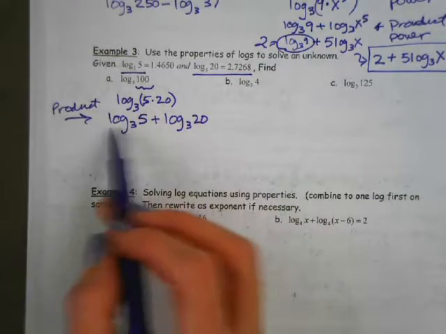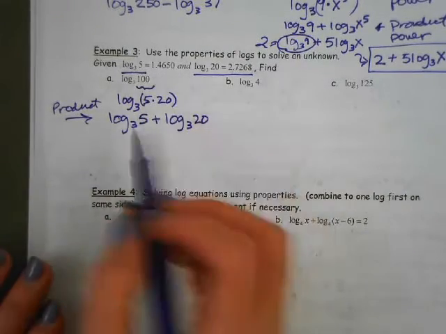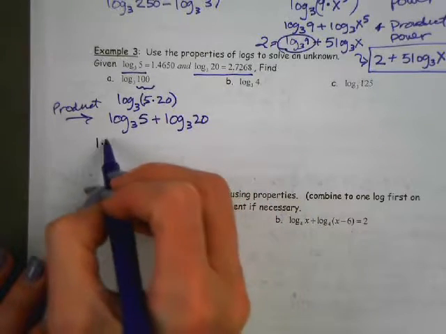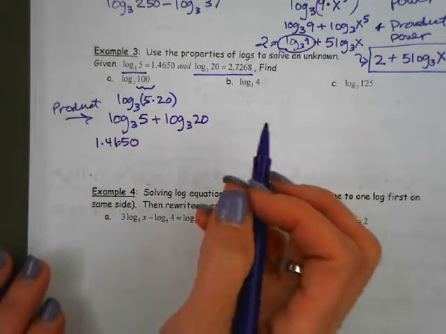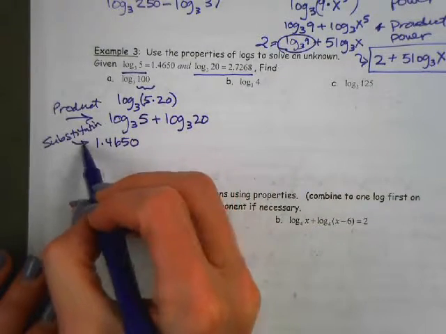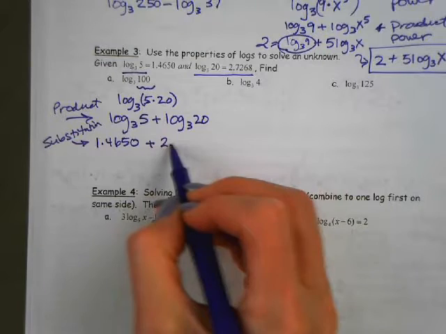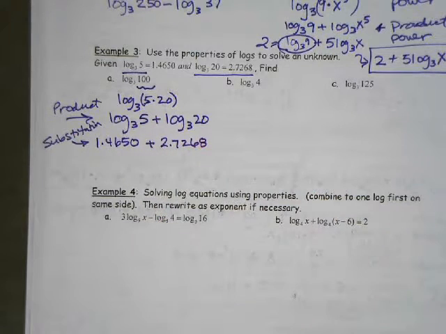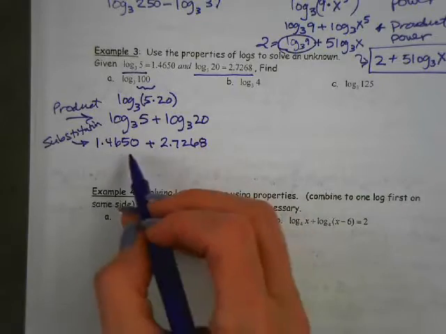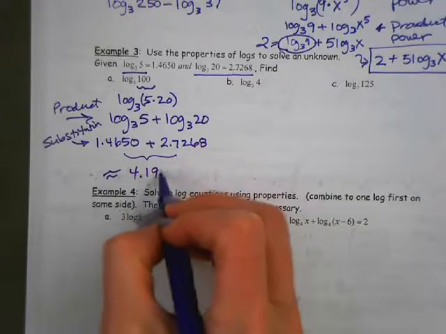Do I know what the log base 3 of 5 is? They've given it to me, haven't they? Well, what is that? That's 1.4650, right? So I'm going to use substitution for that. Do I know what log base 3 of 20 is? Yeah, it's 2.7268. Right? So then what do those 2 values added together equal? They're going to equal approximately 4.1918.